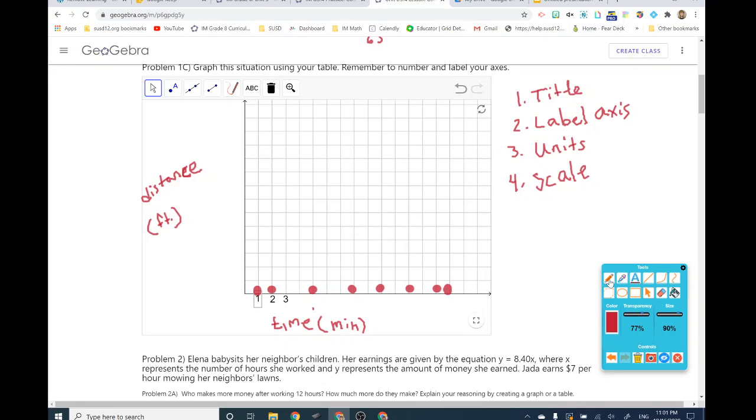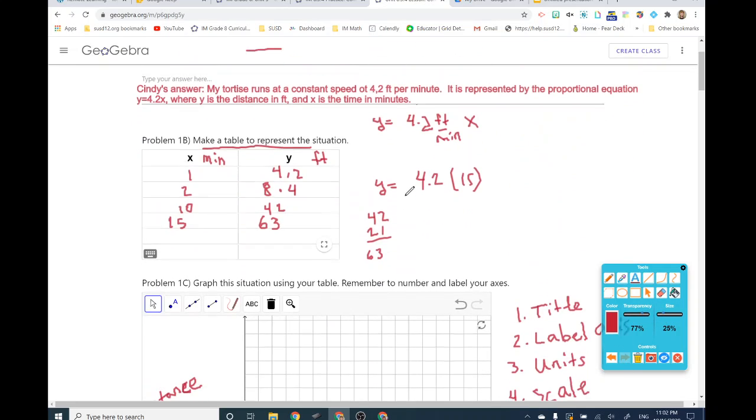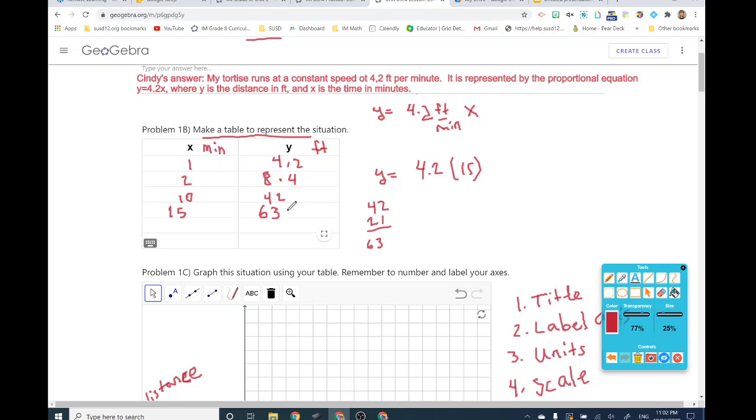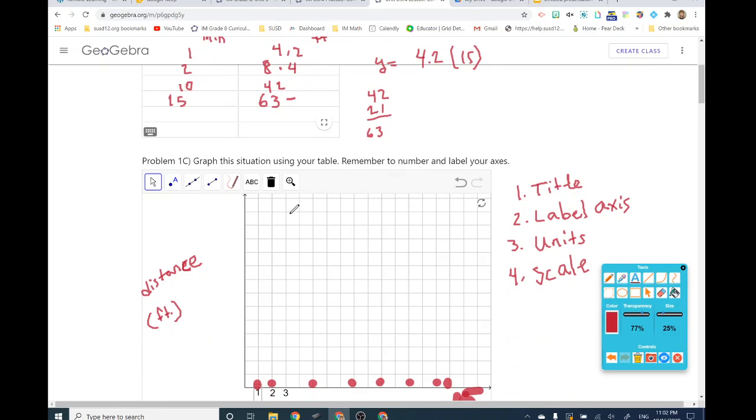Now I want to go quickly and give you more time to do this assignment. But remember, my scale is going up to 15. What is your scale going up to? It depends on your data points. My turtle goes a maximum distance of 63 feet. That means up here needs to go up to 63 or something like that.